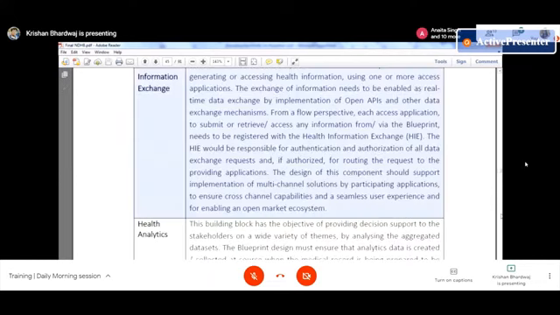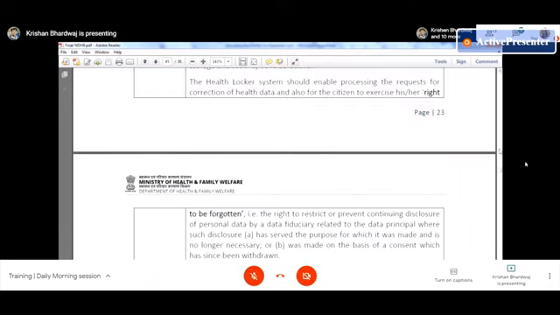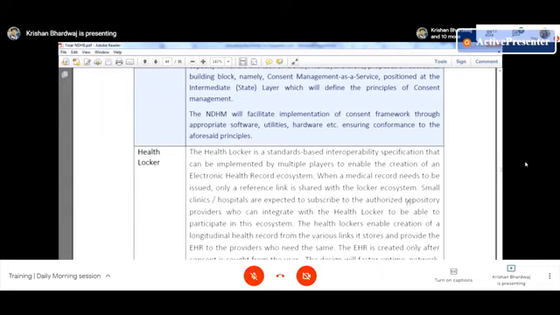Then they talk about the health locker. So again, health locker is PHR basically, and we are already talking with our SCA members on the PHR design. One of the fundamental things they talk about, and I would like to read it for you. The health locker is a standard-based interoperability specification that can be implemented by multiple players to enable the electronic health record ecosystem. And the health lockers enable creation of a longitudinal health record from the various links it stores and provide the EHR to the providers who need the same.